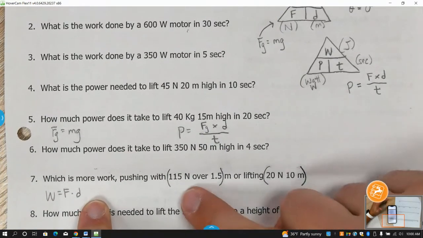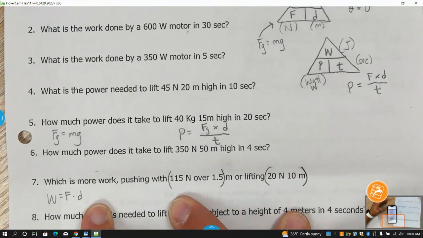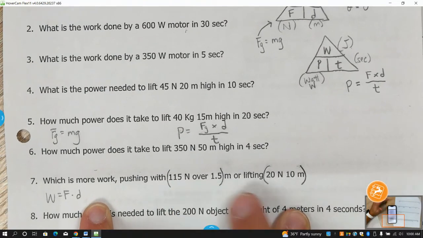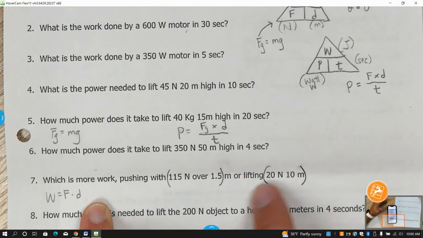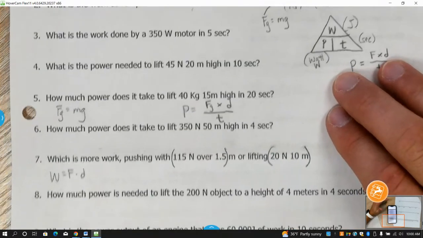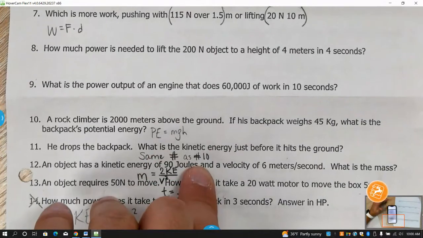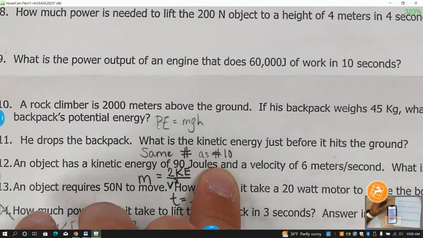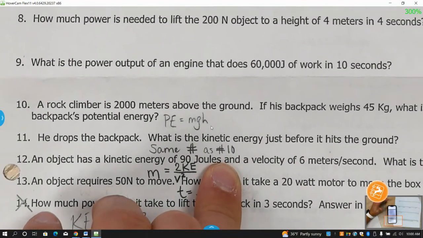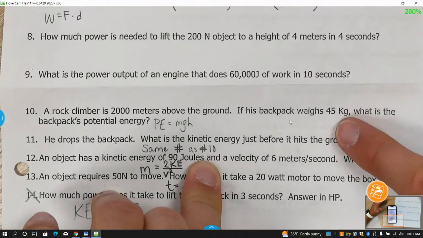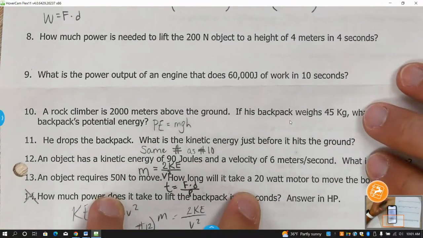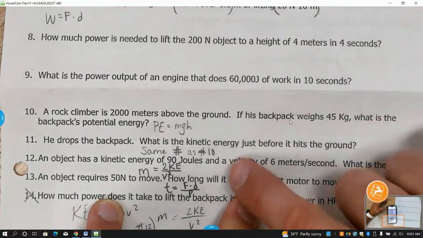In number 7, you have 2 things here. They're asking which one does more work. Multiply this one together, multiply this one together. Circle the one that produces the most. For number 10, you have to use potential energy is equal to mass times gravity times height. Here's your mass. We'll just use 10 for gravity and then multiply by the height.